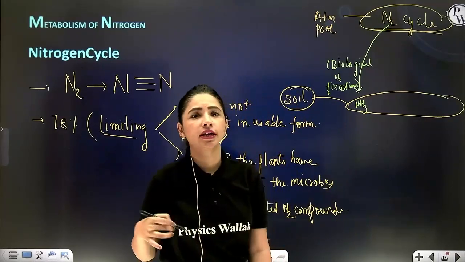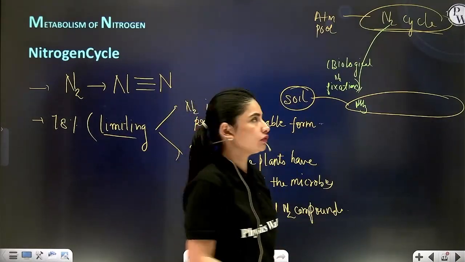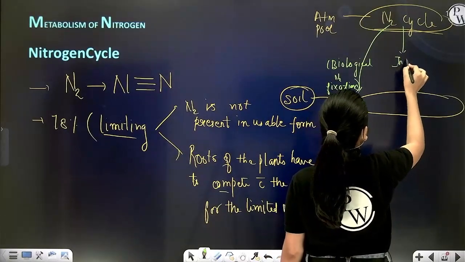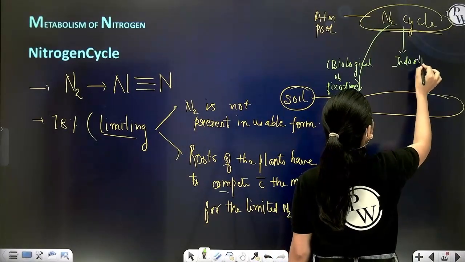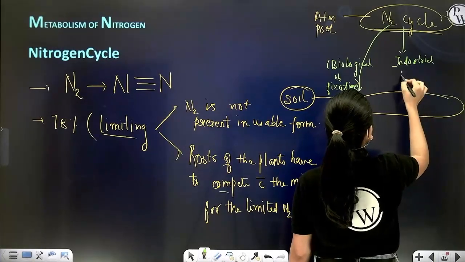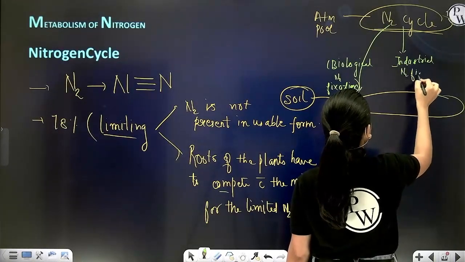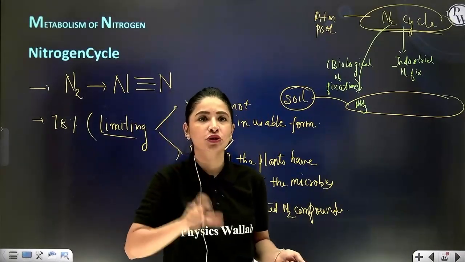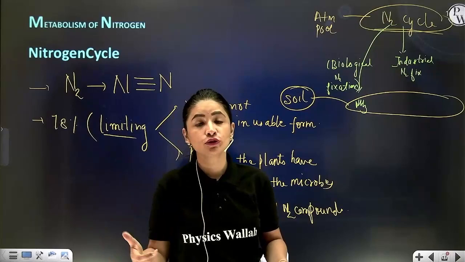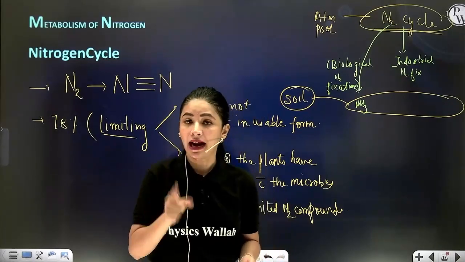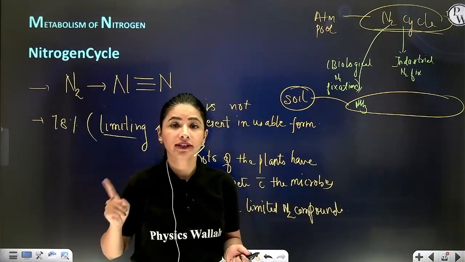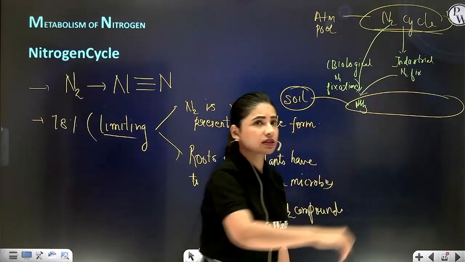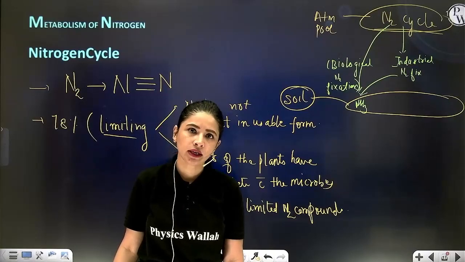Apart from this, there are 2 more ways of nitrogen fixation. One is industrial nitrogen fixation. You must have studied Haber's process in chemistry. So what happens in Haber's process? Nitrogen and hydrogen are joined in the ratio 1:3 to obtain 2 molecules of ammonia. That means for industrial nitrogen fixation as well, the first stable product is ammonia.